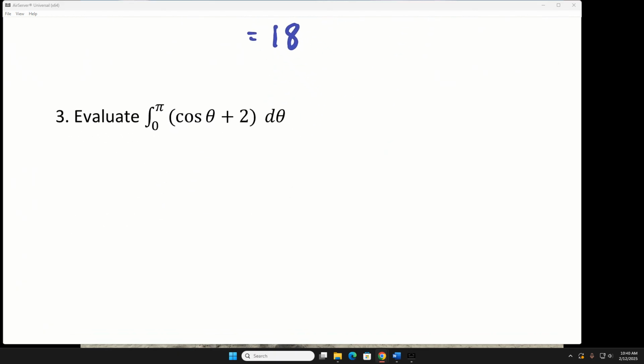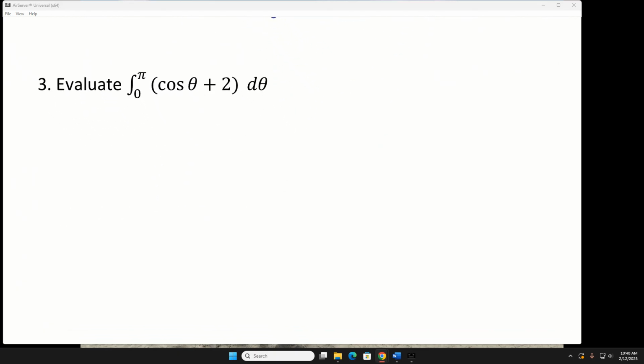All right, let's look at example 3. The antiderivative on this one's going to be a little more challenging, but we can do it. So what is the antiderivative of cosine of theta? Nice. And what about 2 with respect to theta? 2 theta. And then we'll put in our bracket with our lower and upper limits.